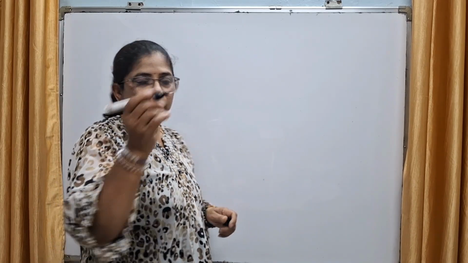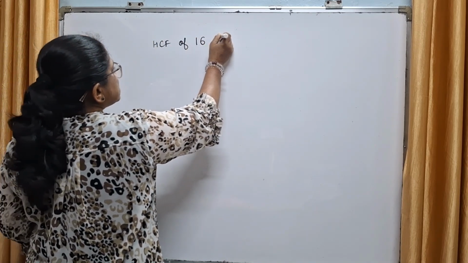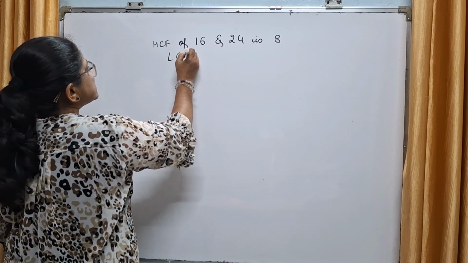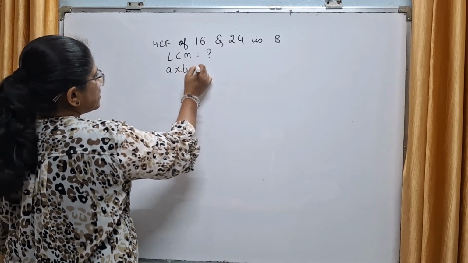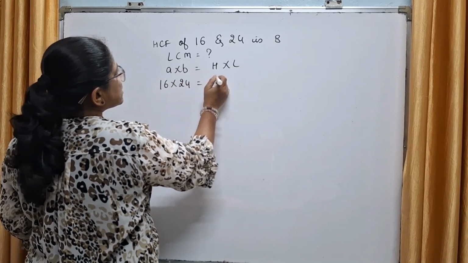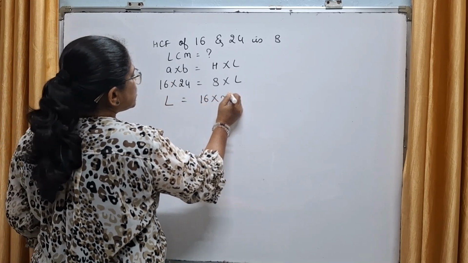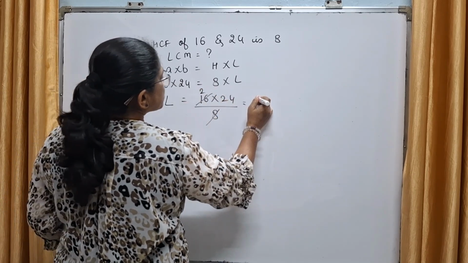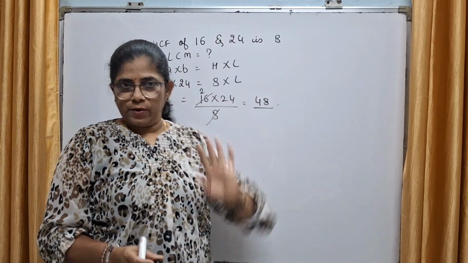Now let's say the HCF of 16 and 24 is 8. Find its LCM. So we know that A into B is equal to H into L. 16 into 24 is equal to 8 into L. So in this case L is 16 into 24 upon 8. 8 1s are 8, 8 2s are 16, 8 3s are 24, so 2 into 24, 48. So 48 is the LCM of 16 and 24.